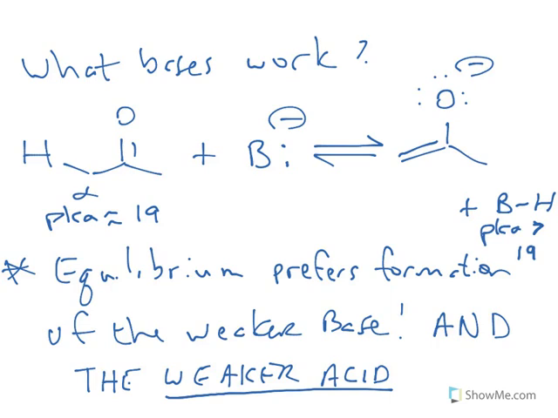Greater than 19. If it was right at 19, what would you say? The equilibrium would be right down the middle. If the pKa value for BH was 18, it's going to be more on the left. What if it was 17? Even more on the left. What if BH pKa was 0? Yeah, that thing's all the way to the left. It's not going to happen. So we need to figure out what is a good BH here.